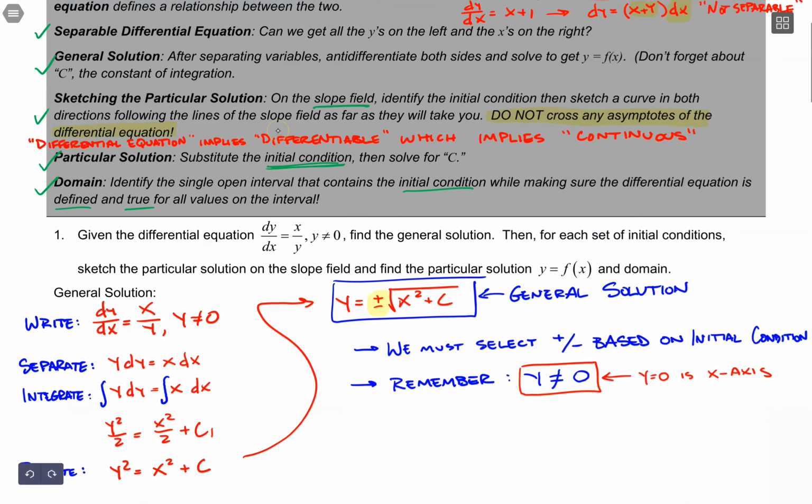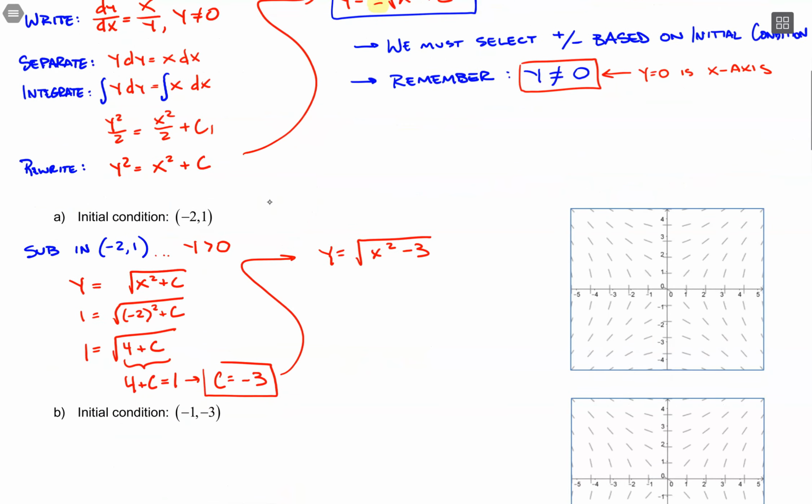I want to go back up here and highlight one thing. Domain. Identify the single open interval that contains the initial condition while making sure the differential equation is defined and true for all values on the interval. So we have to make sure that whatever domain we specify includes x equals -2 and y equals 1. We have a y value that has to be greater than 0. We took care of that by including the positive sign there. And then we have to make sure y does not equal 0.